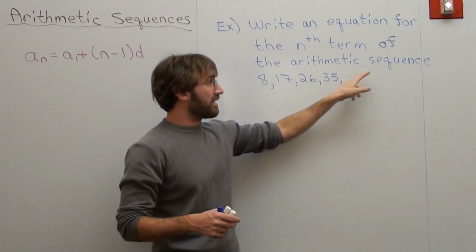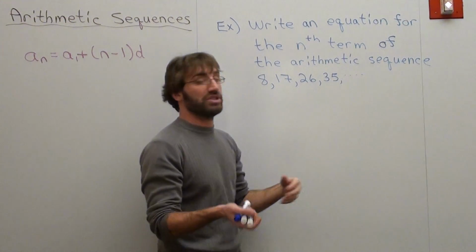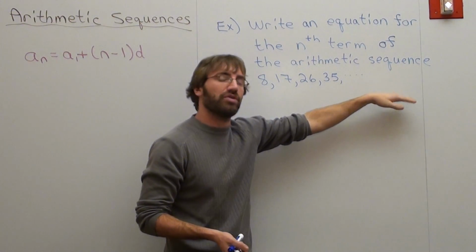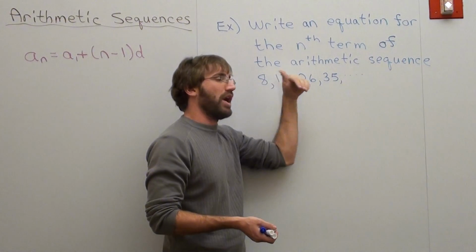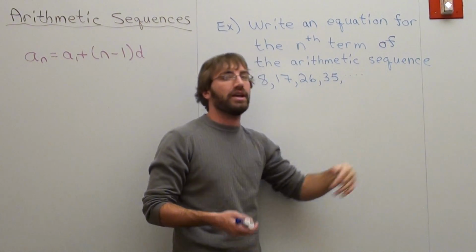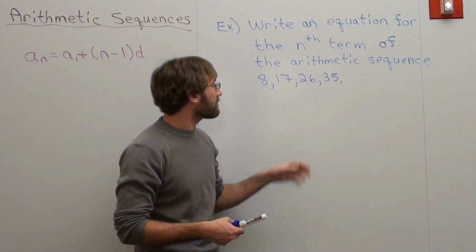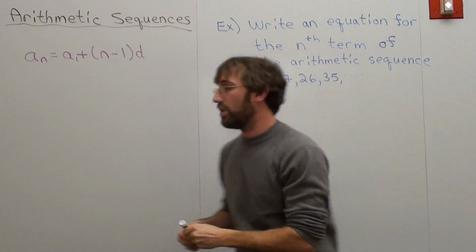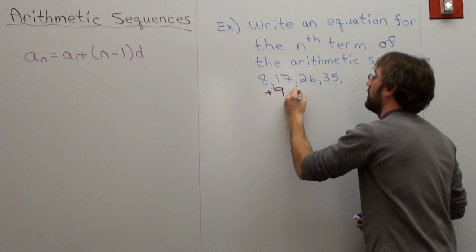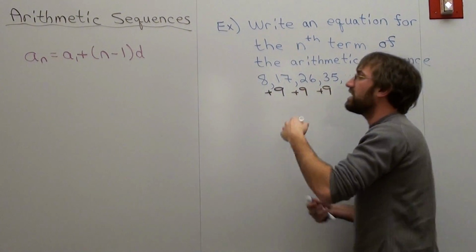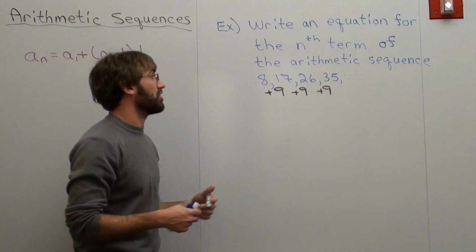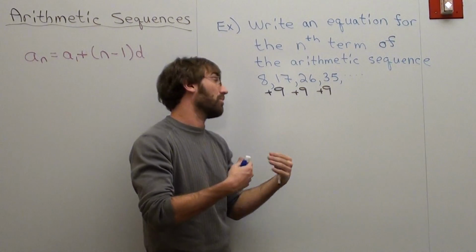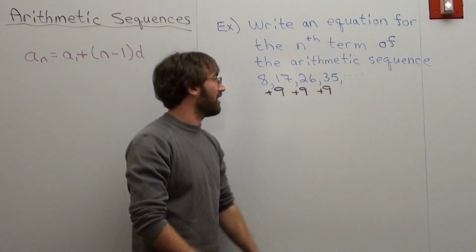Now, sometimes it's not going to say that it's an arithmetic sequence. What you have to do is determine if it's an arithmetic sequence. And as long as you're adding the same number over and over again, consistently, or if you're subtracting the same number over and over again, then it's an arithmetic sequence. So from 8 to 17, 17 to 26, 26 to 35, on all of these, I'm adding 9. Okay, story checks out. If this was 9 and this was an 8 and this was a 9, then it doesn't work like that. It has to be the same number that you're adding over and over again.